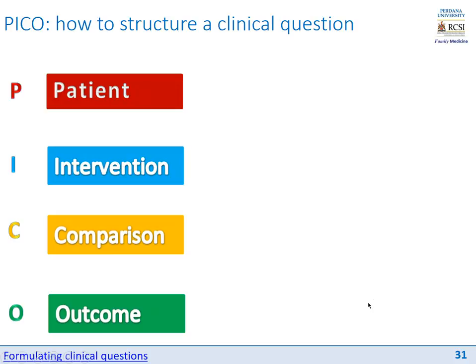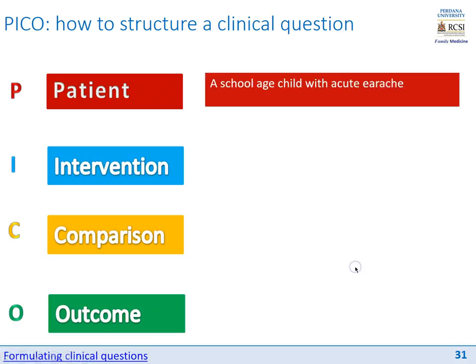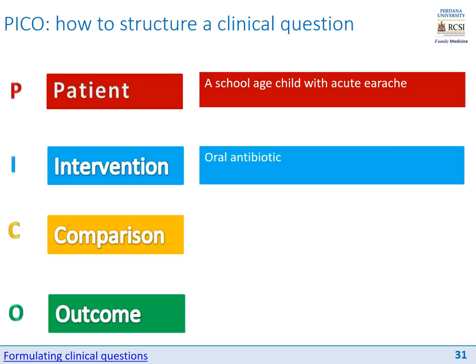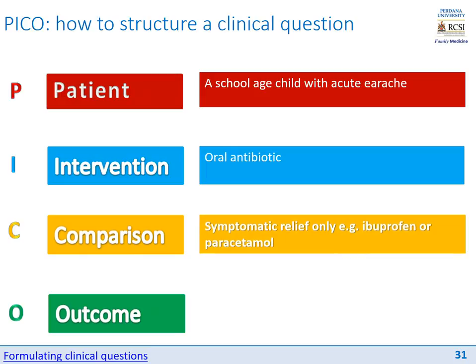So who are the patients here? Well, it's a 7-year-old boy and he's got earache. So there you go. School-age child with acute earache. Intervention, oral antibiotic. You don't have to specify which antibiotic, just antibiotics in general. And the comparison would be just symptomatic relief, for example, ibuprofen or paracetamol. You could also write in here nothing or placebo.